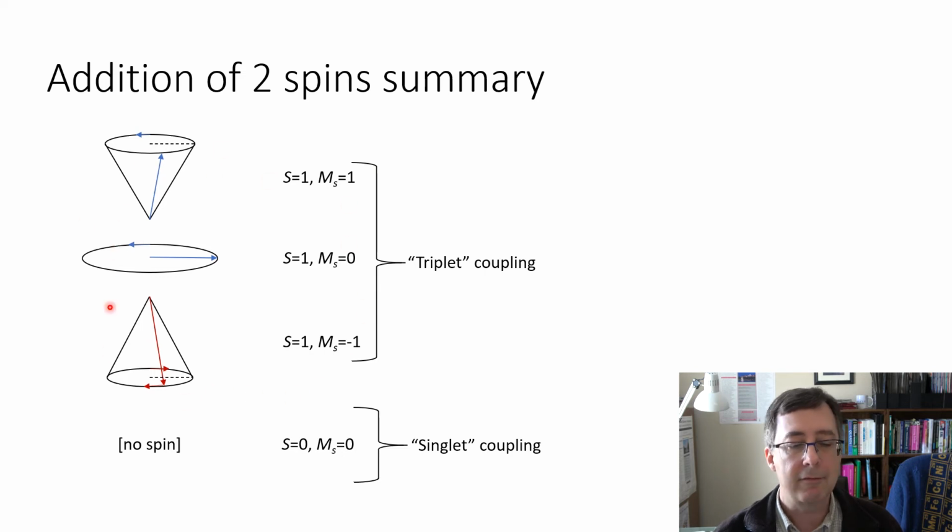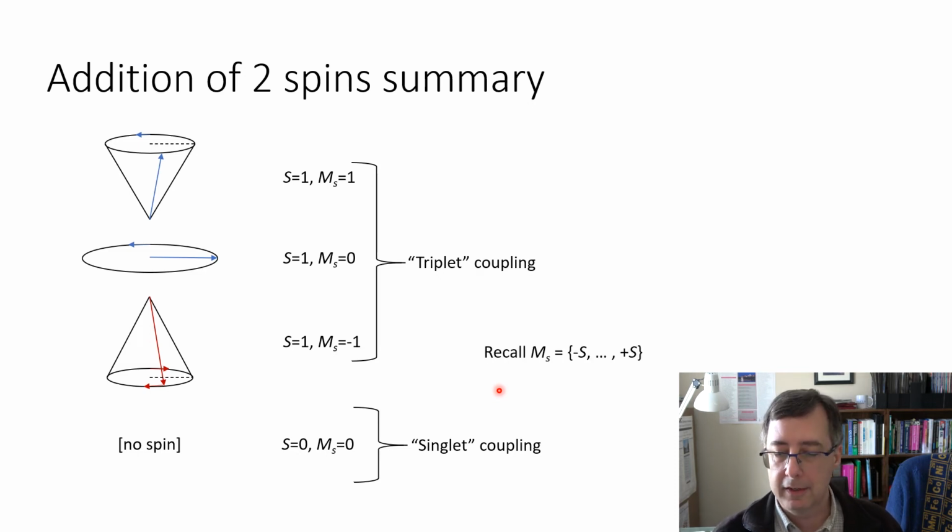And then I did have that fourth possibility where there's a complete cancellation of the vectors, and that means there is no spin, so s equals 0, and 0 projected on the z-axis is 0, and this is called a singlet coupling, and it's singlet because there's one possibility. So if I had two spins, they can add together in 4 possible ways, and here are the 4 possible ways. Okay.